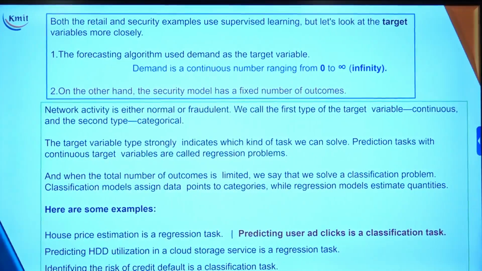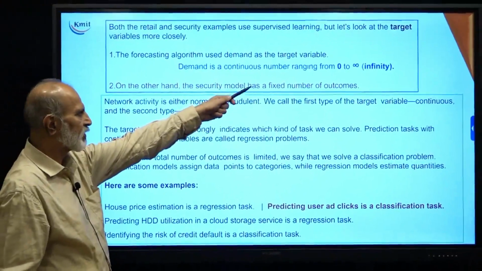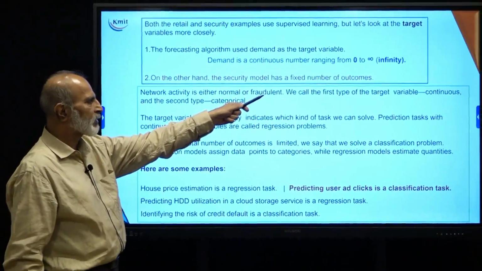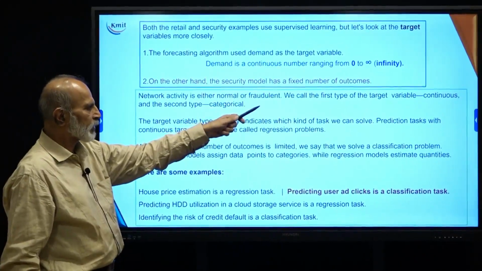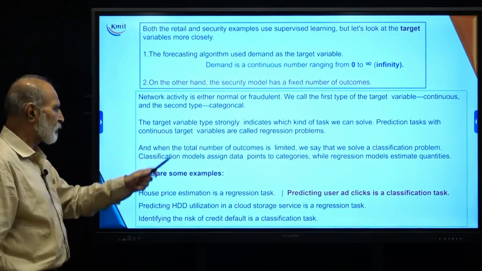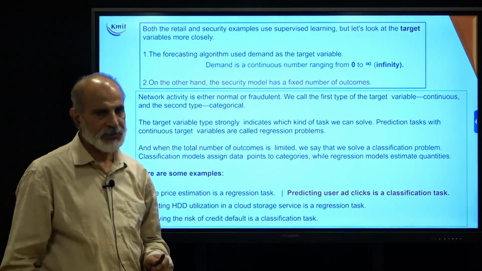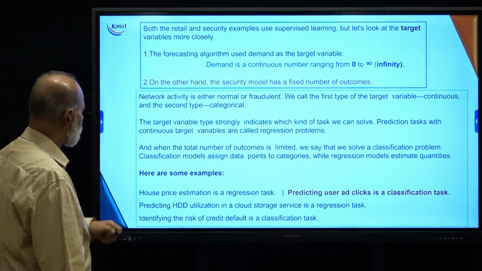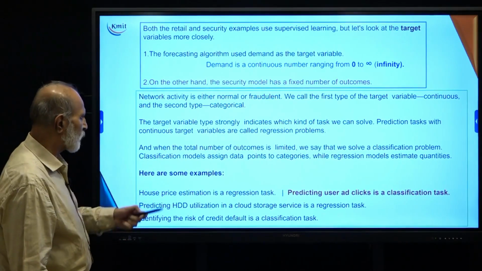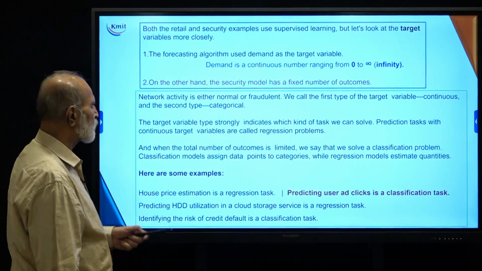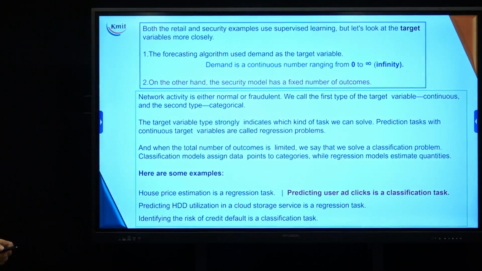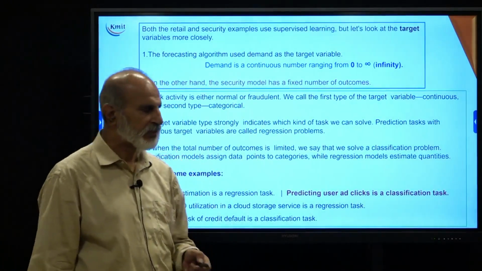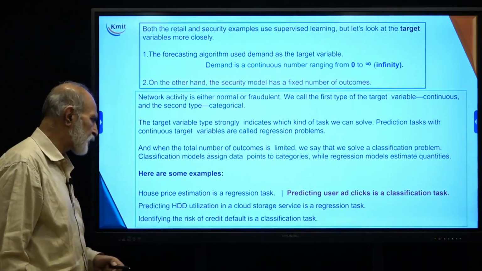We call the first type of target variable a continuous variable, whose value varies from 0 to infinity, and the second type is a categorical variable, because your outcome is either yes or no, fraudulent or not fraudulent, normal or abnormal. So the target variable strongly indicates which kind of task we are trying to solve, by ourselves or by the model. Prediction tasks with a continuous variable are called regression problems, which we know, and when the total number of outcomes is limited, we say that we solve a classification problem, which pertains to the second one. Classification models assign data points to categories, whereas regression models estimate a quantity. So this is the underlying difference between the two kinds of machine learning algorithm.